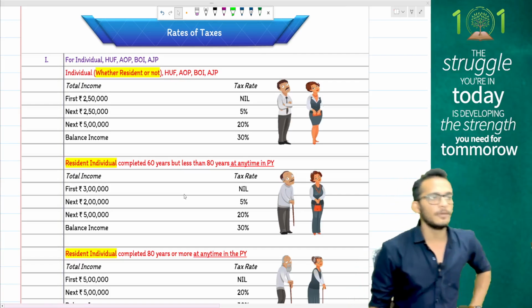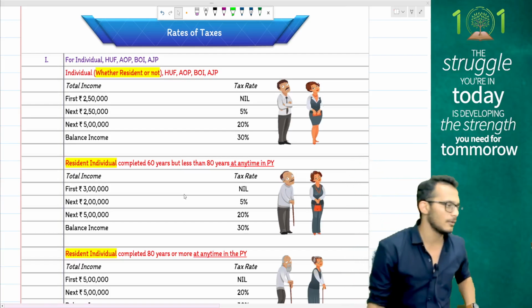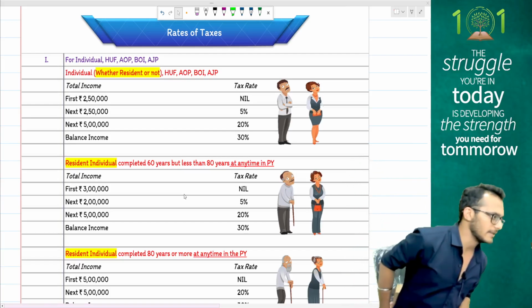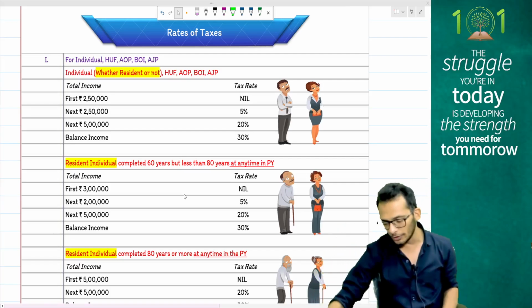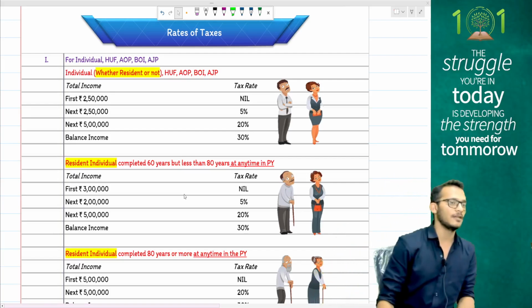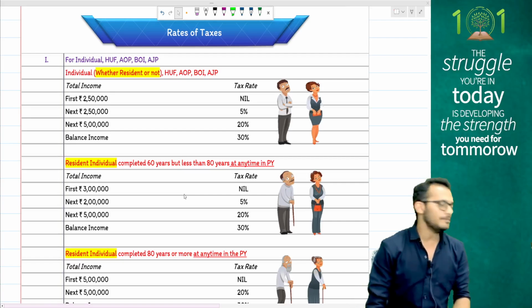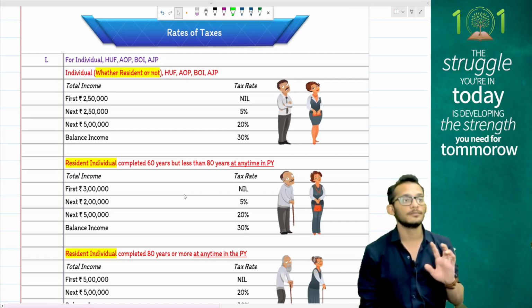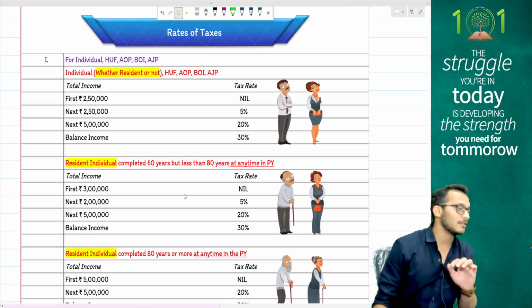Moving on to chapter number 2, people, the important chapter from your exam perspective. We are looking at tax rates. People, as we discussed, when it comes to tax rates, you have to split yourself into persons first.